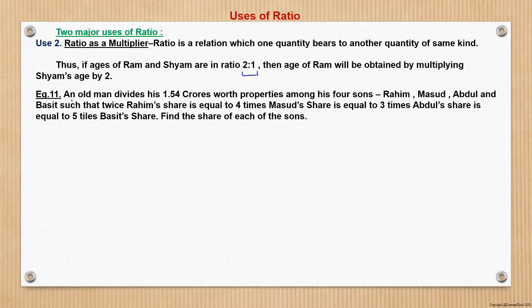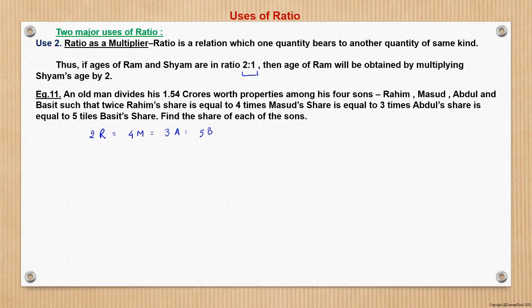Now, one example is there: an old man divides his 1.54 crores worth of properties among his four sons, Rahim, Masood, Abdul, and Basit, such that twice Rahim's share is equal to 4 times Masood's share is equal to 3 times Abdul's share is equal to 5 times Basit's share. This is the relation that is given.